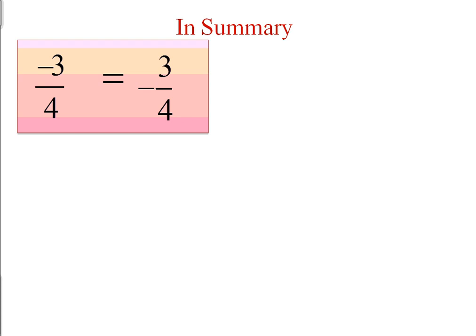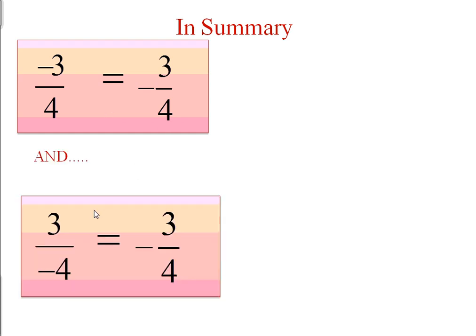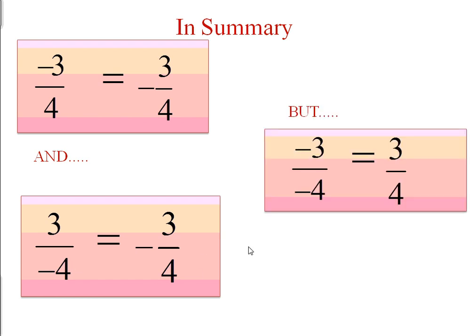So briefly, in summary. If we have a fraction with a negative numerator and a positive denominator, as we do right here, it results in a negative fraction. Similarly, a positive numerator and a negative denominator results in an overall negative fraction. But a negative numerator and a negative denominator, following our division rules, we have a positive fraction.